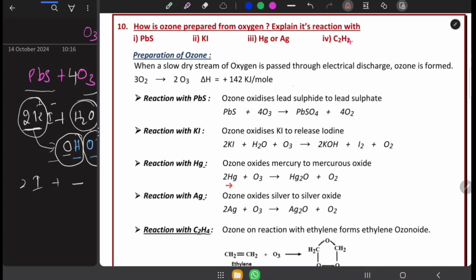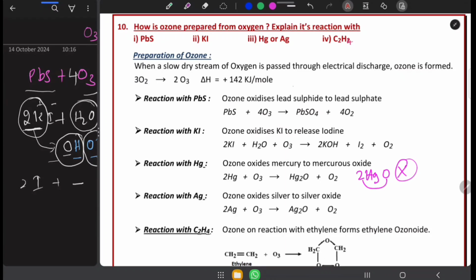So here one oxygen you transfer to Hg, then it becomes Hg2O. We should not write 2HgO. If you write 2HgO, it becomes wrong, because there are no two oxygen atoms, only one oxygen atom is provided by ozone. So we will get Hg2O and O2, and this reaction is very important. This reaction is also called tailing of mercury.